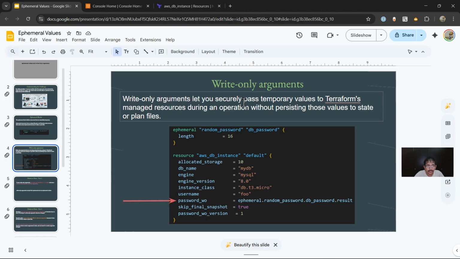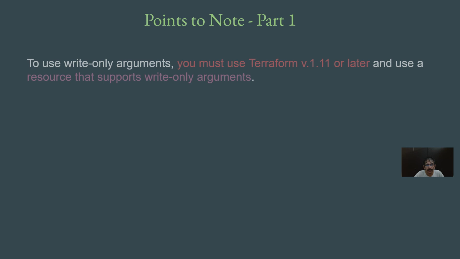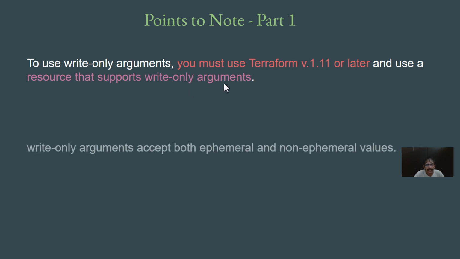Alright, so I hope with this you understood the basics of the write-only arguments. Now before we discuss further, let's look into some of the important points to note. First one is that to use the write-only arguments, you must use Terraform version 1.11 or later and use a resource that supports write-only arguments. This is very important. Not all of the resources support write-only arguments, so you'll have to explore that. Second is write-only arguments support both ephemeral as well as non-ephemeral values.